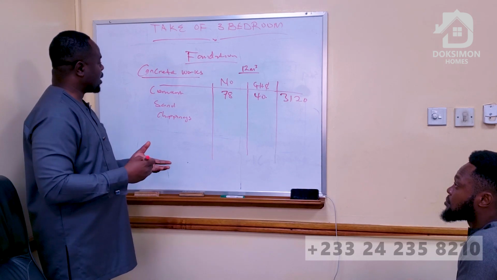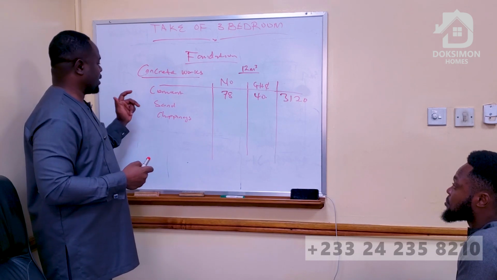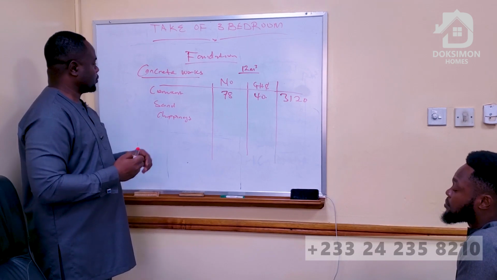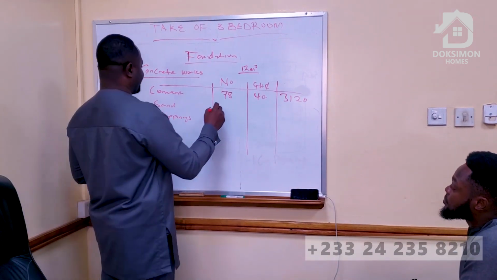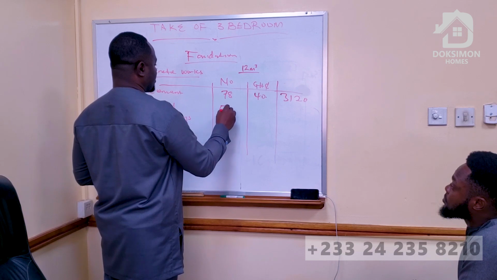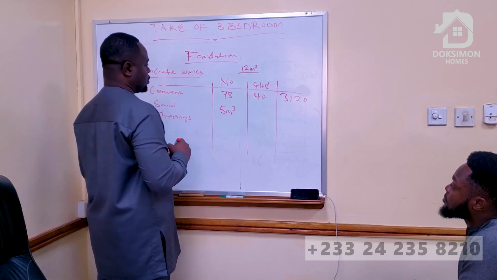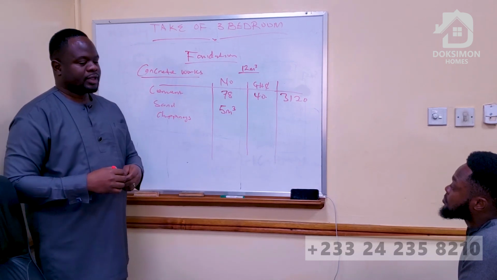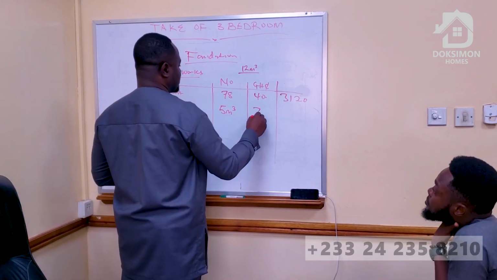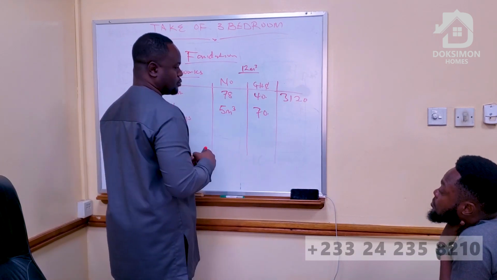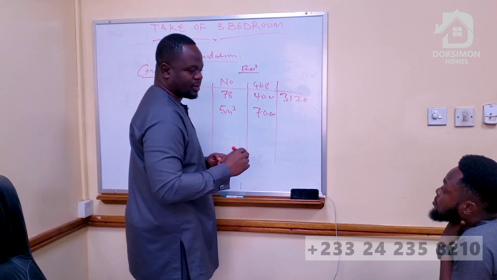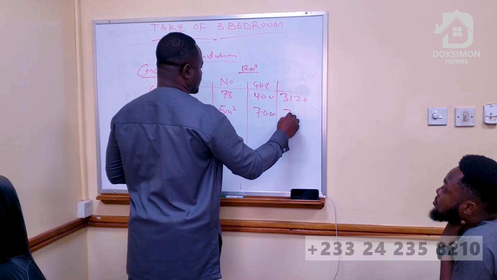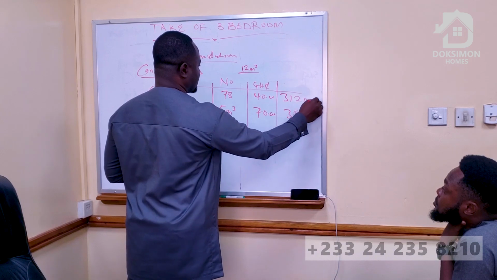Now the amount of sand that will be used in mixing the concrete. Concrete is made up of cement, sand, and the chippings. So the sand you are going to use is 5 meter cube. Currently, it's going for 70 cedis per meter cube. So 5 times 70 should give us 350 Ghana cedis.